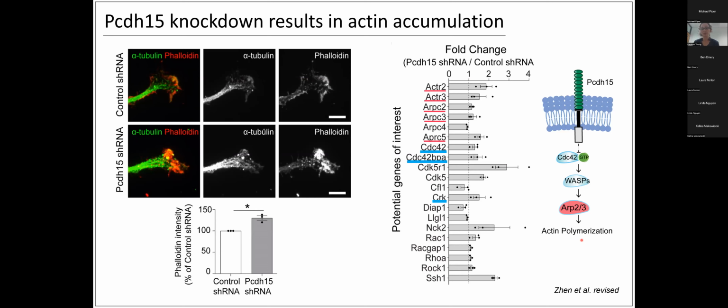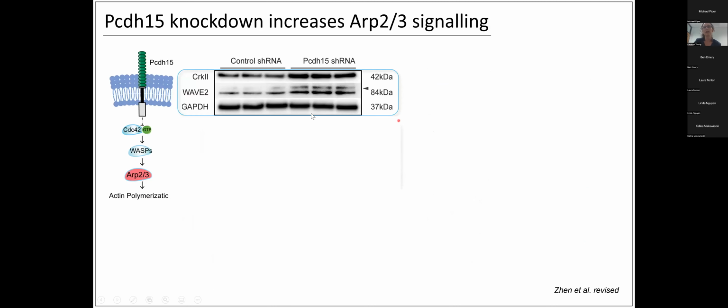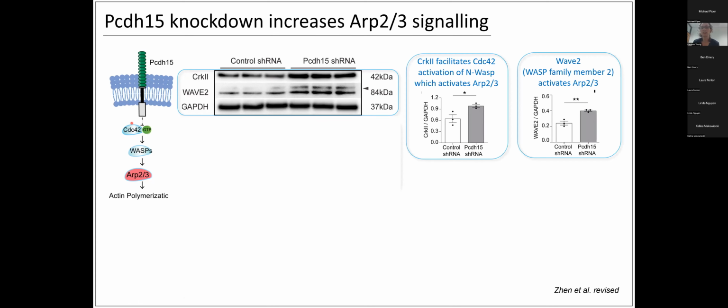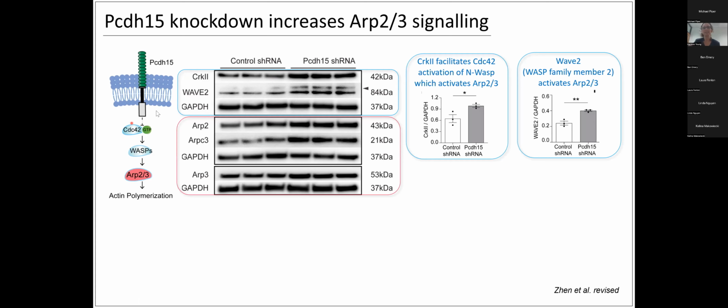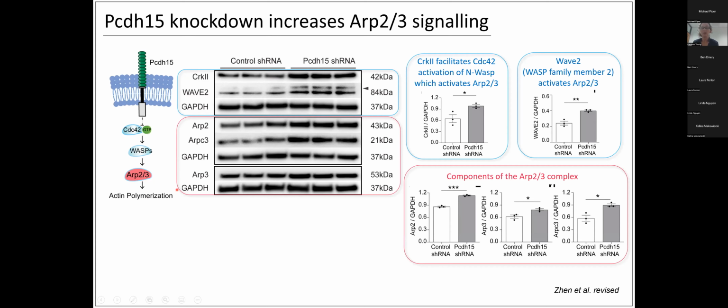So we thought we should validate this by looking at proteins relevant to this signaling pathway. We performed Western blots on our control cultures as well as our protocadherin 15 knockdown cultures, looking for proteins like CRK2 and WAVE2 that are upstream of ARP2/3, so they sit within this part of the pathway. And we found that these proteins were significantly upregulated following protocadherin 15 knockdown. We also looked at components of the ARP2/3 complex itself, so ARP2, ARPC3 and ARP3, which actually combine to form this ARP2/3 complex. We found that they were also upregulated in our knockdown cultures.